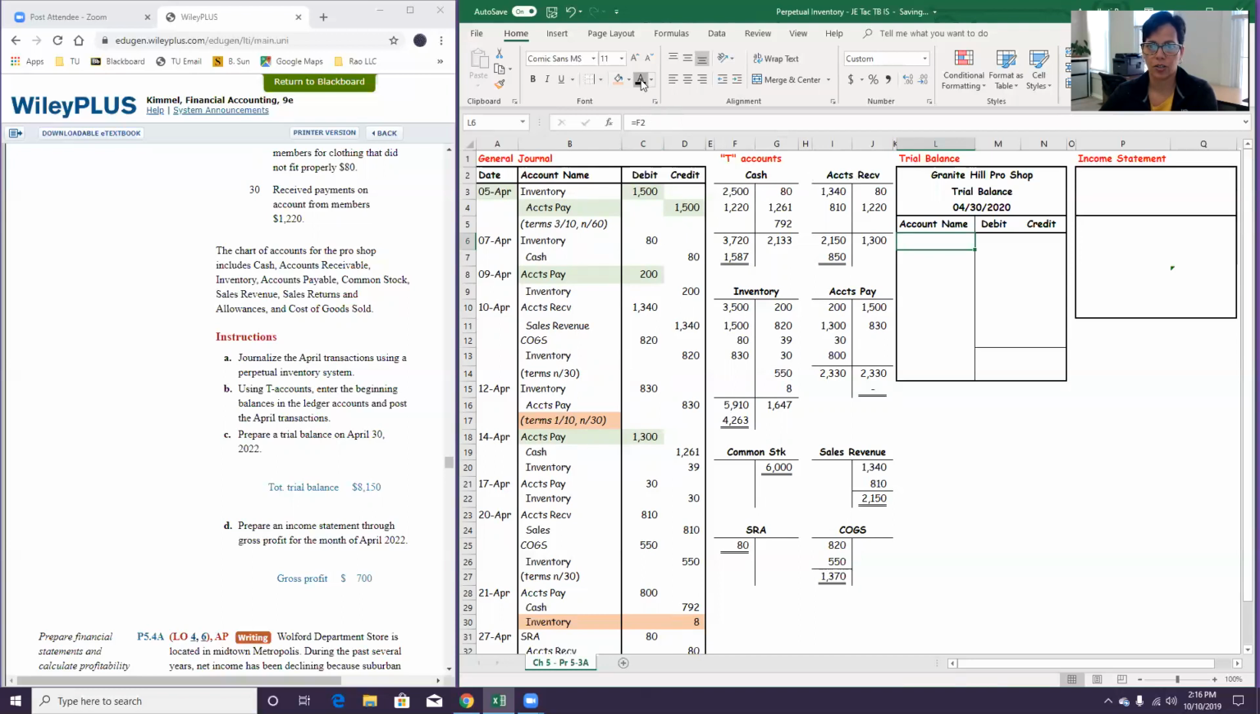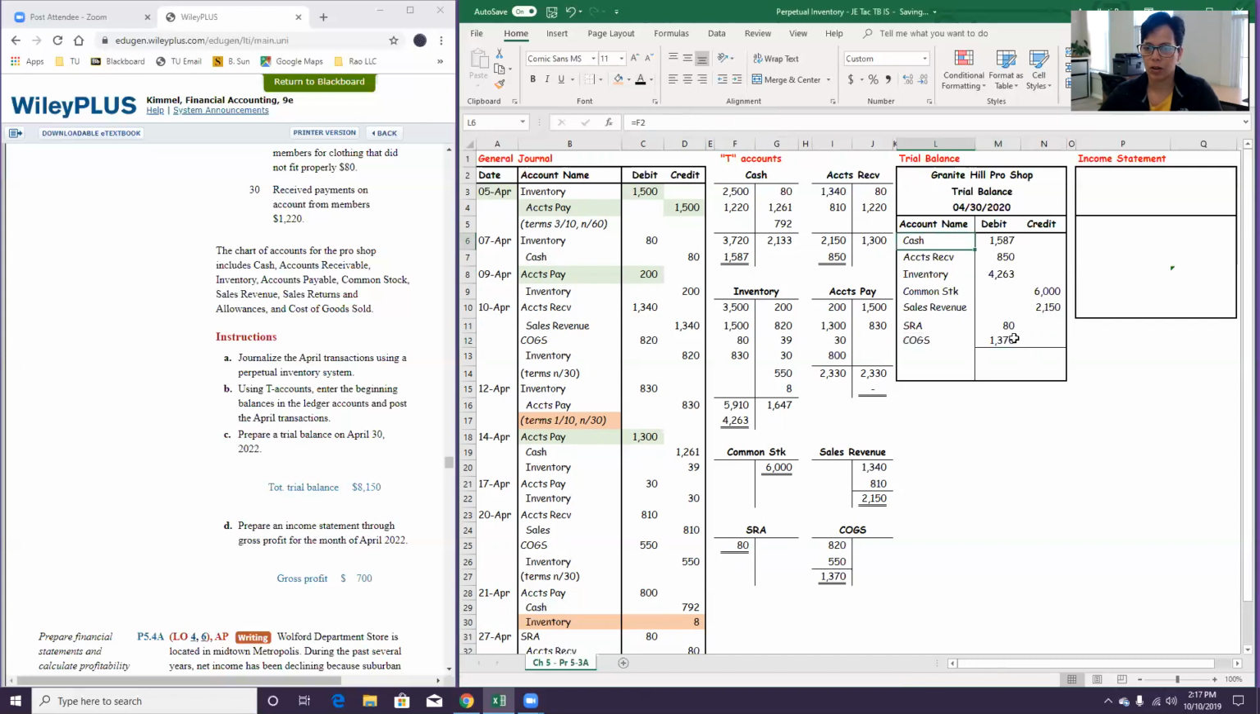So we have cash with a debit balance of 1587. The next is accounts receivable and inventory. Again, they have debit balances. All three are assets, so they should have debit balances. Accounts payable has a zero balance, so I don't have to bring it over here. The next item I want to bring over is common stock, which has a $6,000 balance. Sales revenue has a 2150 balance, credit of course. Then I have sales return allowance and cost of goods sold, both with a debit balance. So I bring those numbers over here.